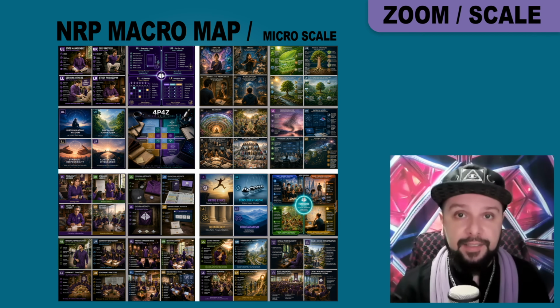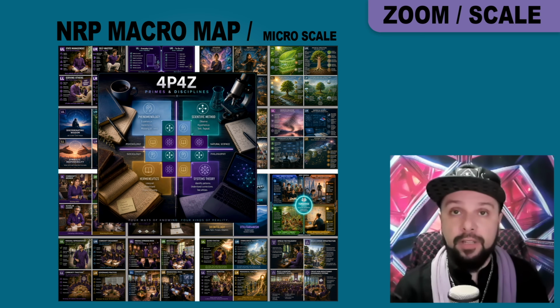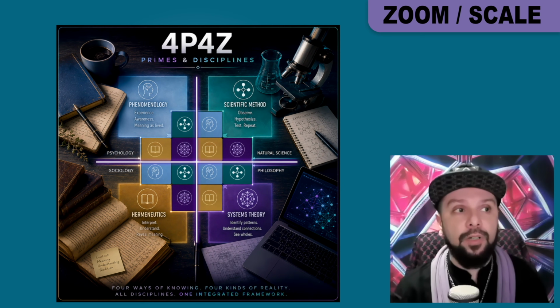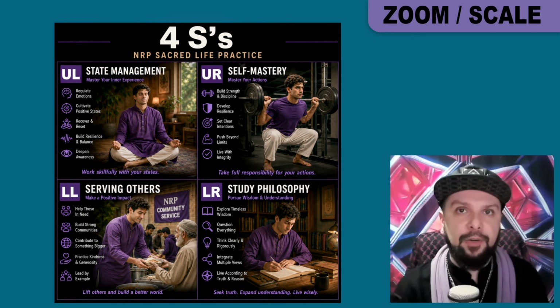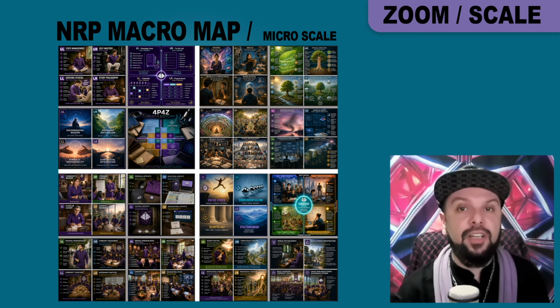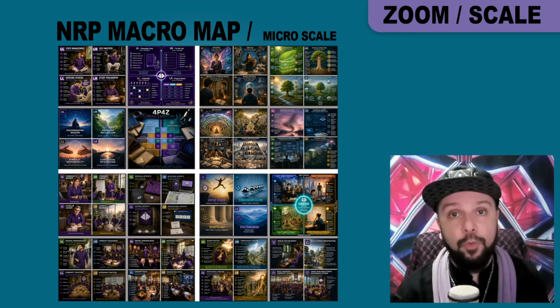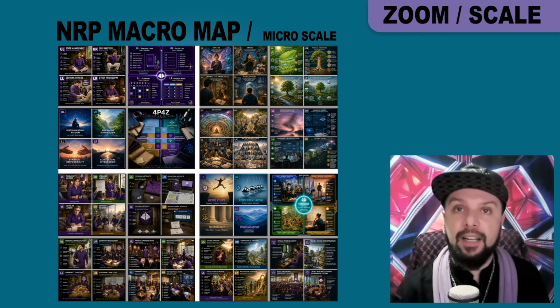But like I said, at some point, I'll go through and I'll teach several of these maps. The 4P4Z map is definitely important. The 4 S's of a sacred life practice, super important. A holistic approach to morals. Eventually, I'll be digging in and teaching about the application of non-reductionism in a bunch of different domains, and we're going to be looking at a lot of these maps more in detail in that context.